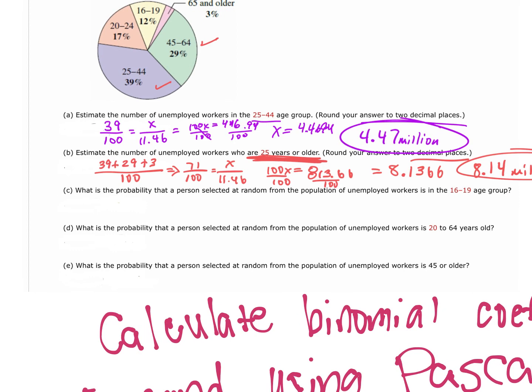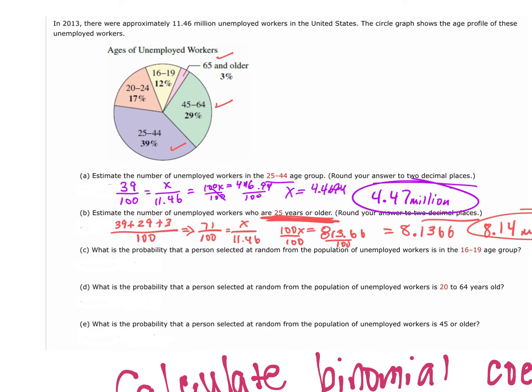All right, so these next questions are really as easy as they look. It says, what's the probability that a person selected at random from the population of unemployed workers is in the 16 to 19 category? So remember, probability can be written three ways: a percentage, a fraction, or a decimal. So in the 16 to 19 category, it's 12%. All right, that's the same as 12 out of 100. All right, that's the same as 0.12. Or if you simplified that fraction, you could say, divide by what, 4? 3 out of 25, just depending on what they're asking.